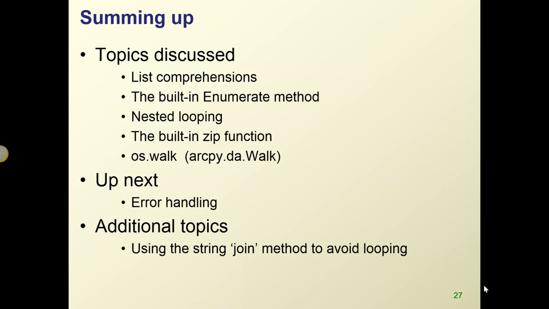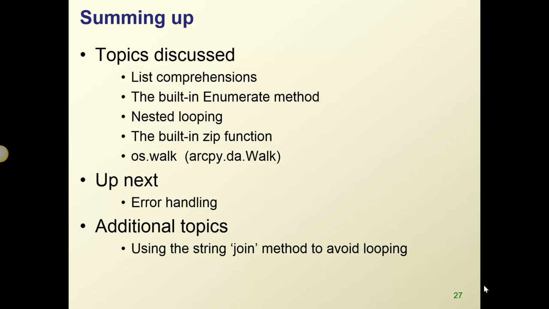This video discussed list comprehensions, an efficient way to generate a list based on an existing list. The enumerate method, which allows you to loop through a sequence and get not only the value but also the index as you're going through it. Nested looping for hierarchical relationships in data. The built-in zip function, which allows you to combine multiple sequences and iterate through them at the same time.